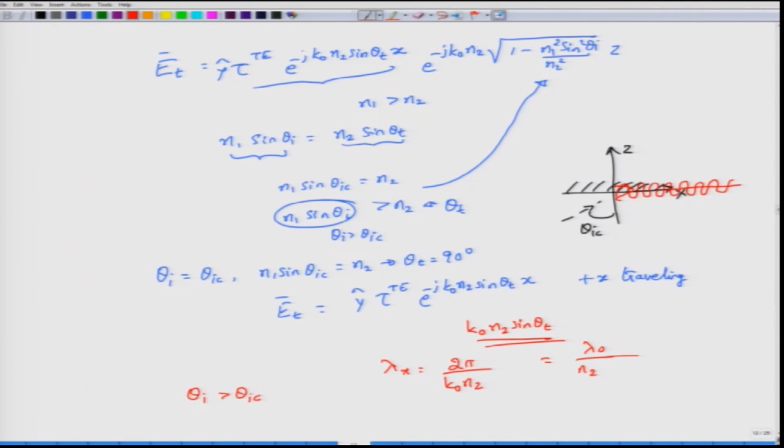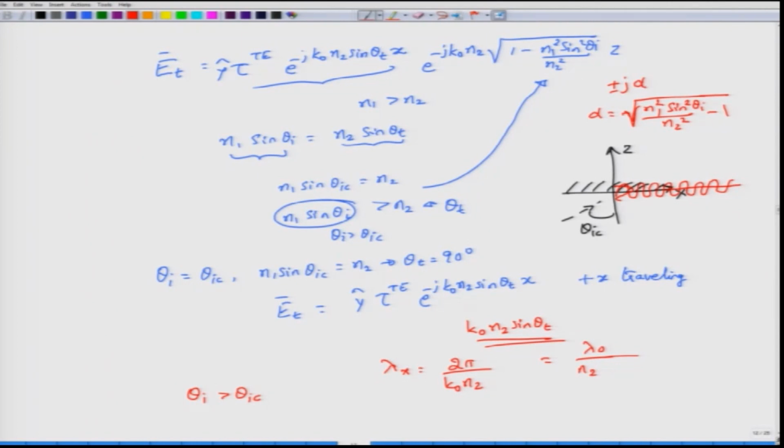Then n1 sin square theta i over n2 square becomes greater than 1, and therefore the radical inside the square root becomes negative, and overall this will become complex. If this is complex, then you can rewrite this as plus or minus j alpha, where alpha is given by square root of n1 square sin square theta i divided by n2 square minus 1. So, should I choose plus j alpha or minus j alpha?